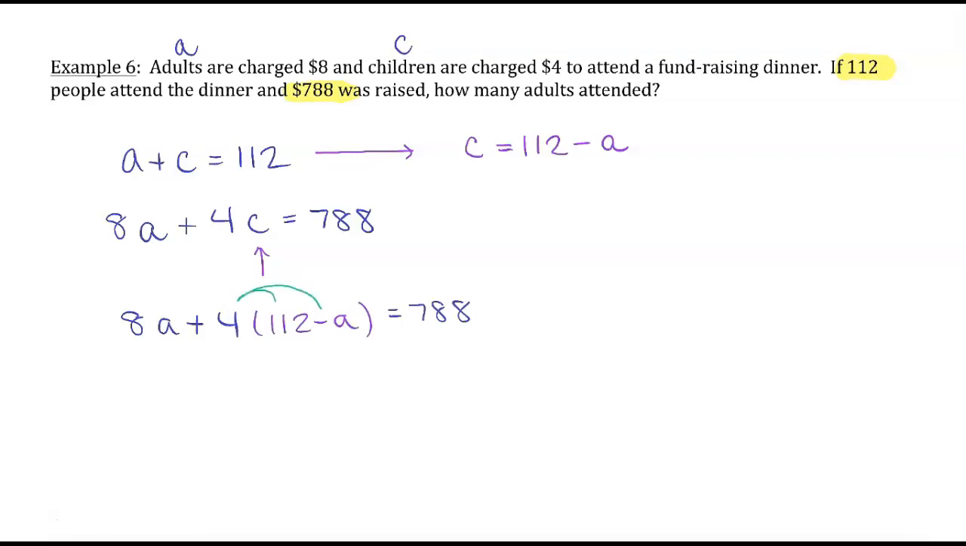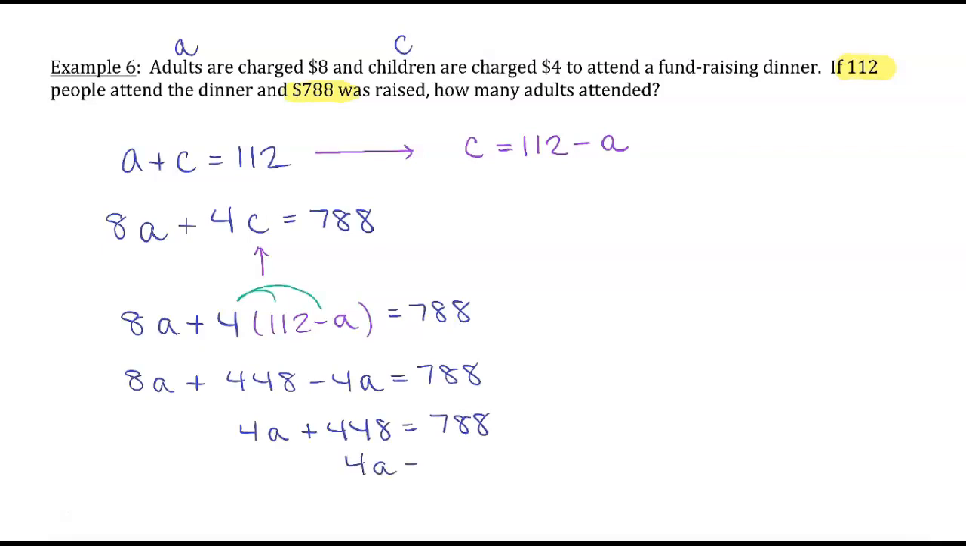Distributing the 4 into the parentheses, we have 8A plus 4 times 112, which is 448, plus 4 times negative A, or negative 4A. Combining our like terms of positive 8A and negative 4A, we have 4A plus 448 equals 788. Subtracting 448 from both sides, we have 4A equals 340. That lets us know that A is equal to 85. In other words, the number of adults that attended this dinner was 85.